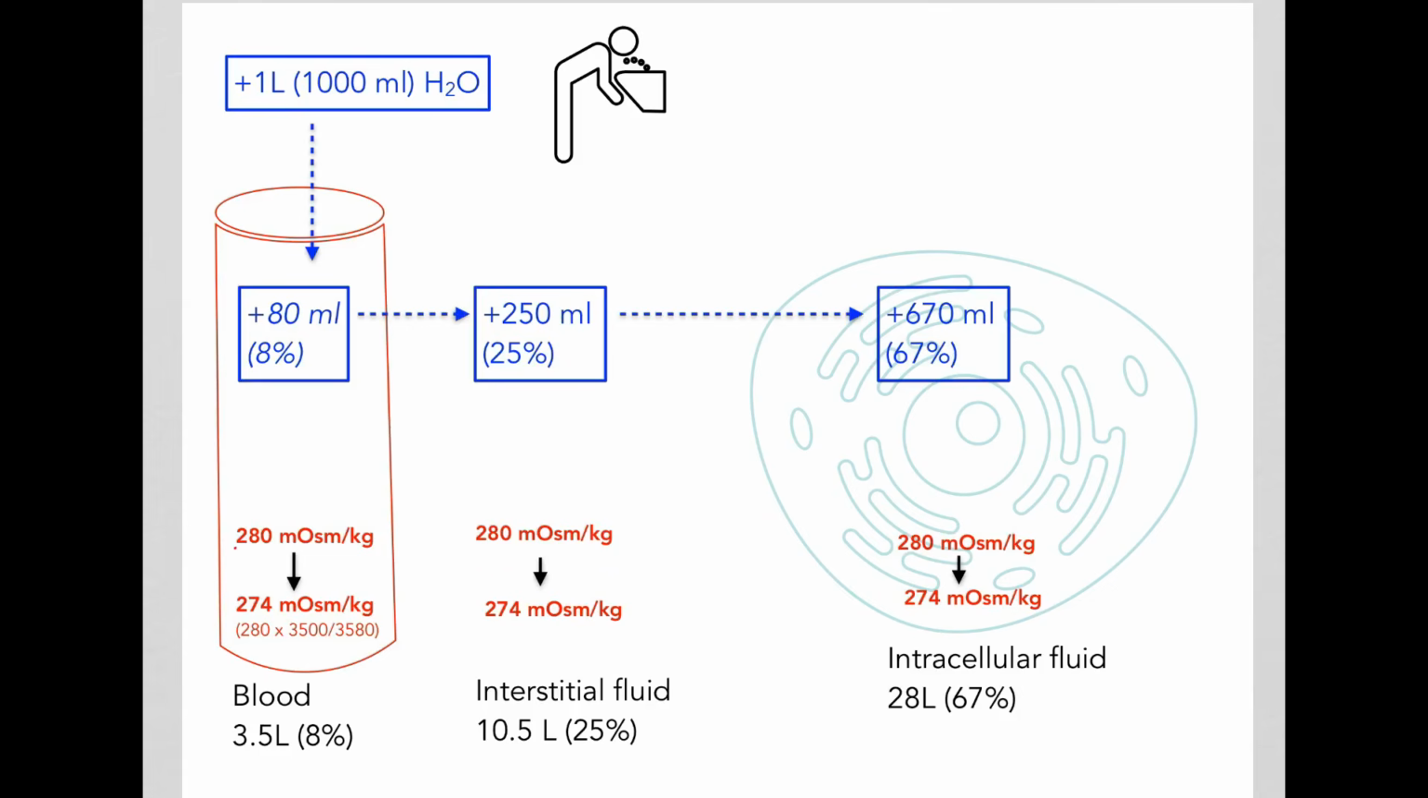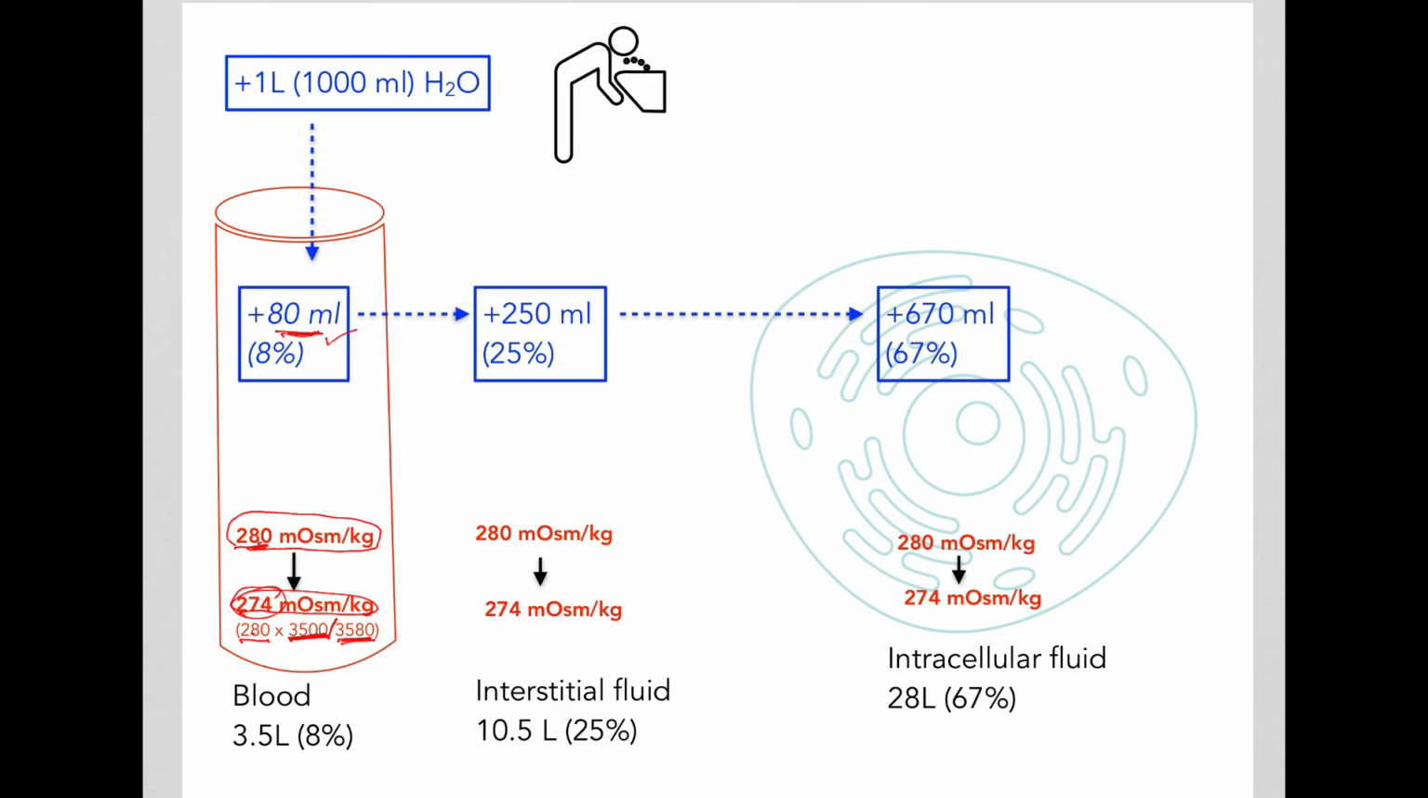Now, if the solute concentration is not affected, you just drank pure water, then what will happen if your osmolality was 280 in the bloodstream and you added 80 mils of pure water? That's going to reduce the osmolality to 274. How do you get this number? 280 times 3,500, that's the original volume of water, and now you added 80 mils, that will be 3,580. So 280 times 3,500 divided by 3,580 will give you 274.